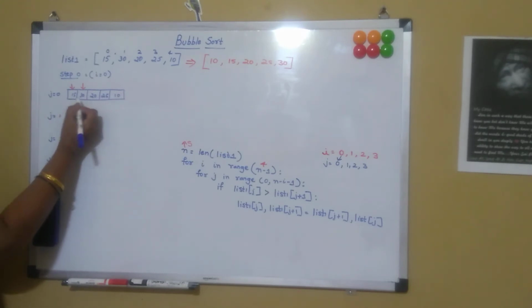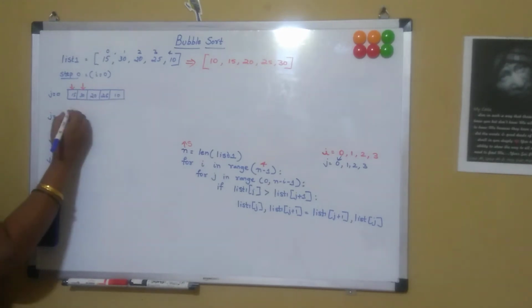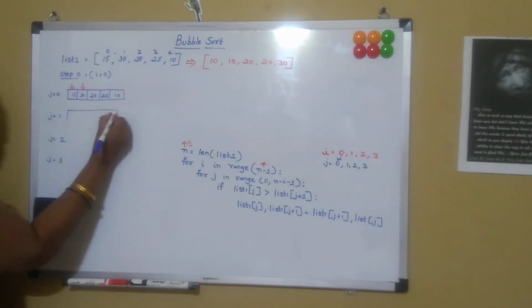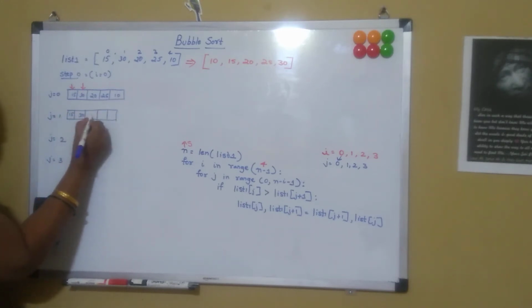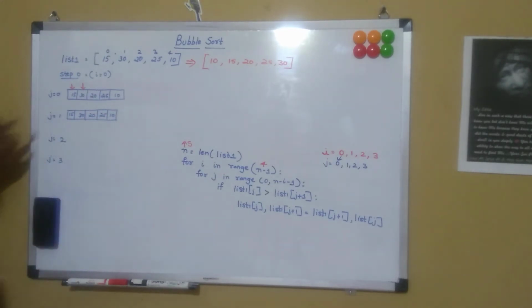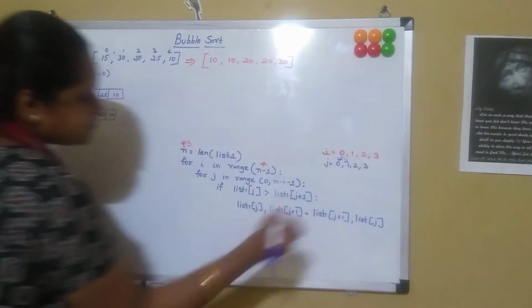Now, our first element is lesser than the second element. 15 is lesser than 30. So, it will retain as it is. So, 15 will be retained, then 30, 20, 25, 10. Now, for i equal to 0, j becomes 1.